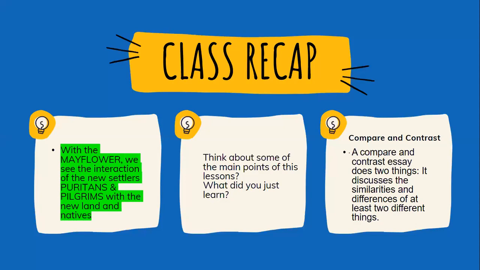That is going to be your homework. Class recap, very quick in here. With the Mayflower, basically, we see the interaction of new settlers, Puritans and Pilgrims, with the new land and natives. People were coming because they wanted freedom of religion, but in the end it became a commercial and financial purpose. And they developed differently because the Pilgrims wanted basically full freedom, but the Puritans wanted only reforms of what they already knew about religion. And they had different interactions with the natives.